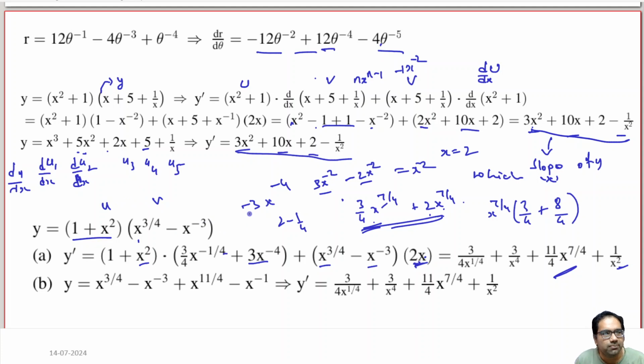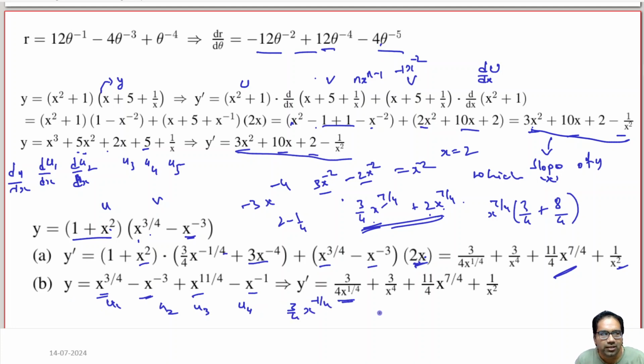Instead of the product rule, if you do the multiplication first, (1 plus x squared) into (x power 3 by 4 minus x power minus 3), this becomes 1 into x power 3 by 4, minus 1 into x power minus 3, then x power 2 plus 3 by 4, that is x power 11 by 4, minus x power 2 minus 3, which is x power minus 1. Even now, this is in the form of u1 plus u2 plus u3 plus u4, and everywhere it is x power something, which means you can use the power rule. So this we can easily do. dy by dx is 3 by 4 into x power 3 by 4 minus 1, which is x power minus 1 by 4.